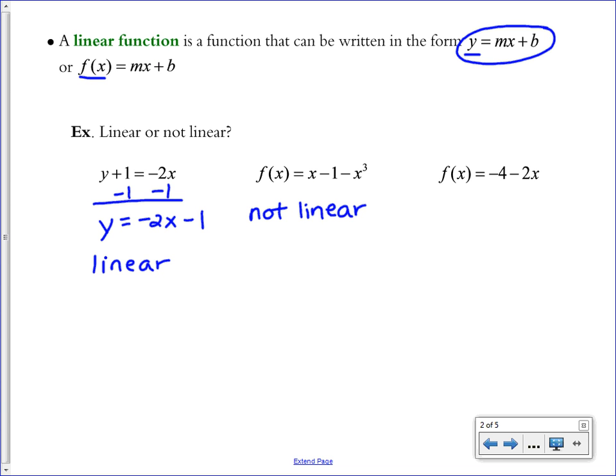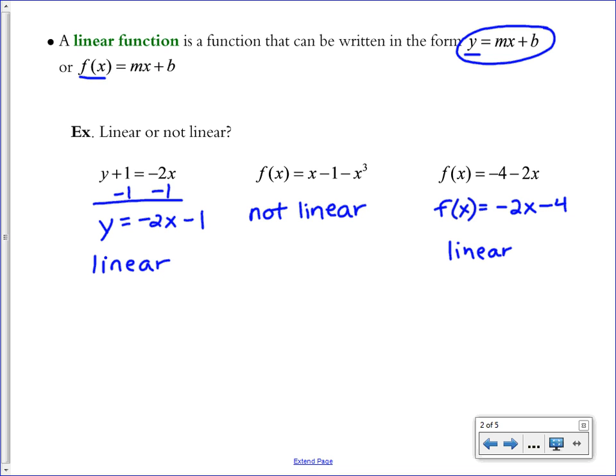And the last example looks linear. It doesn't have any exponents in it that are higher than a 1. There is an invisible 1 on that x. And I'll just put it in the correct order to show that it can be written in the form f of x equals mx plus b. I'm just rearranging the right side of the equation to show that that is linear.